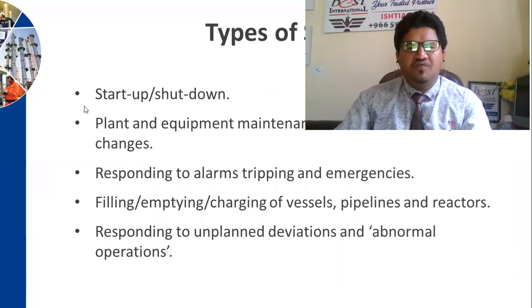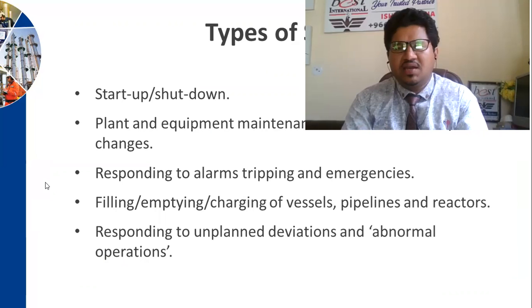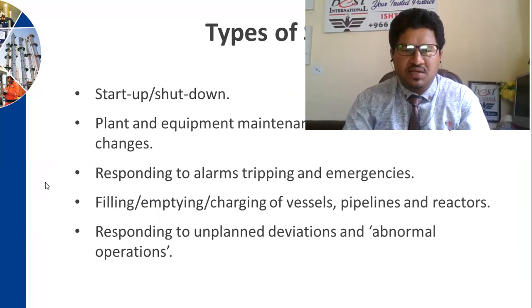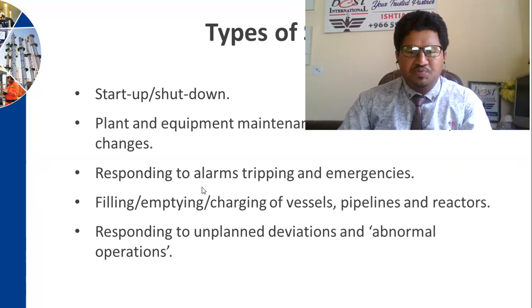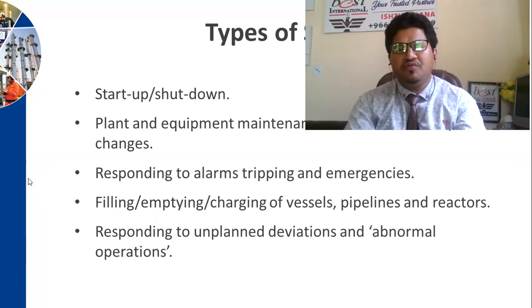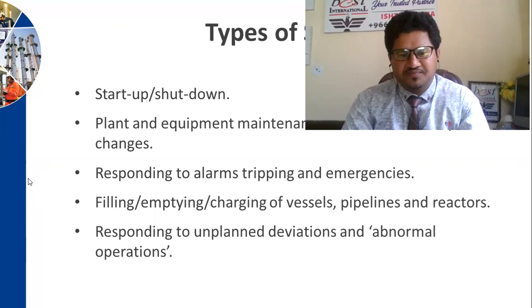Now, different types of SOPs could be there. You may ask what types of SOPs there are: startup, shutdown, plant and equipment maintenance, and modification changes. There must be SOPs for responding to alarms, tripping and emergencies, filling and emptying, charging of vessels, pipelines and reactors, and responding to unplanned deviations and abnormal operations. So we need different types of SOPs.